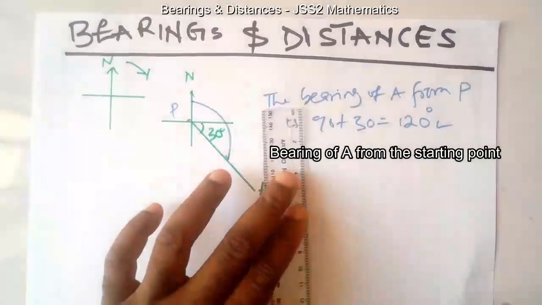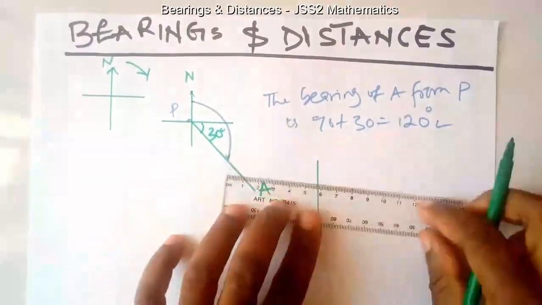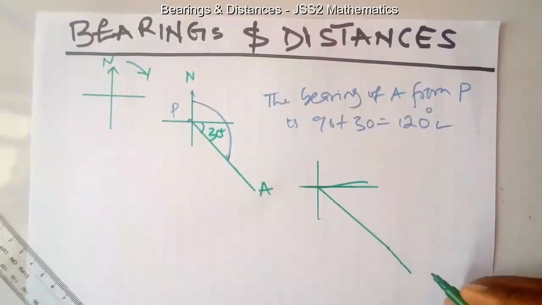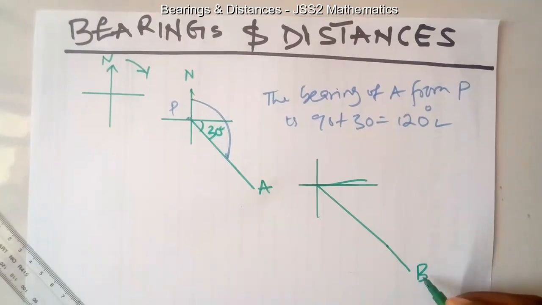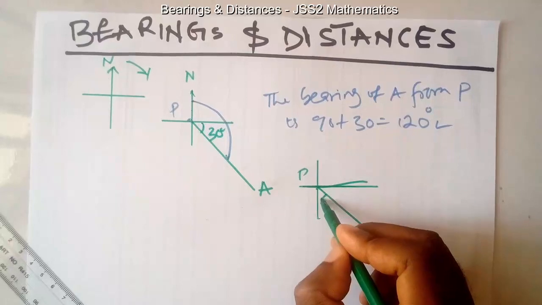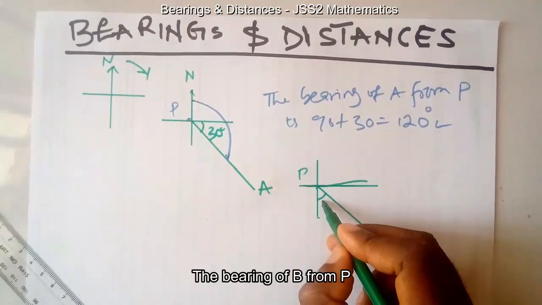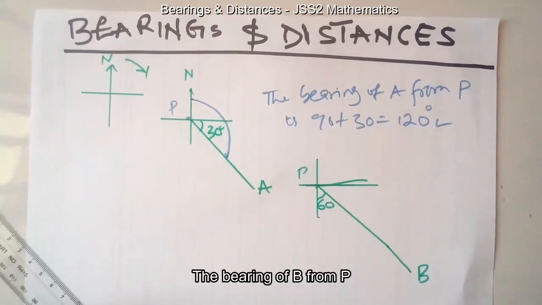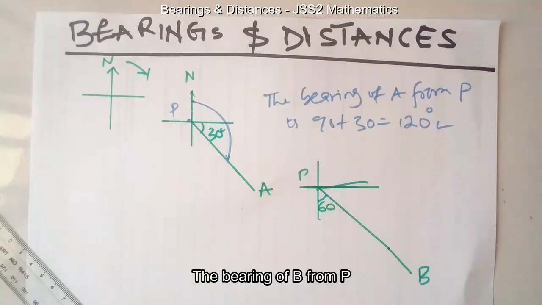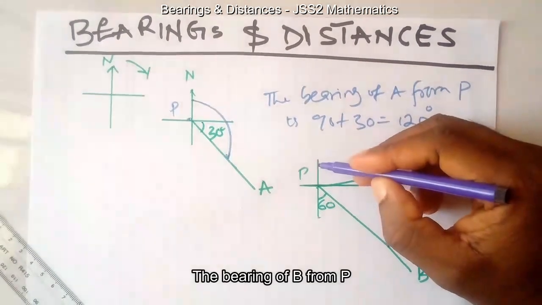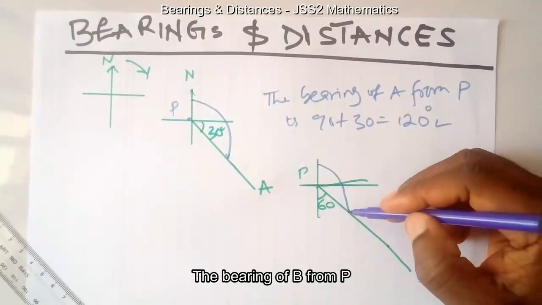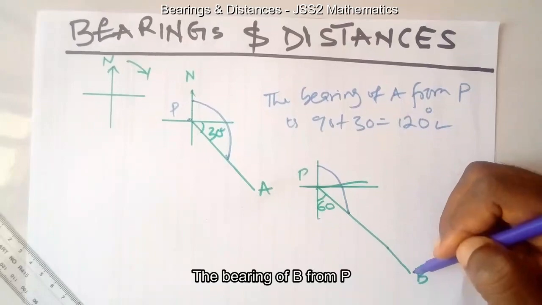Okay, so let us have another direction. Let's say B. This is the direction of B. The starting point is P. Let here be, what should I use? 60. Let here be 60. In this case, how do we measure the bearing of B from P? Of course, we always start from the starting point. You move until that line. You cannot cross beyond this line, because this is the limit of B.